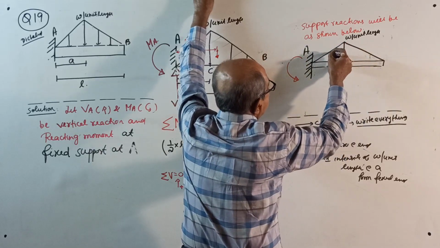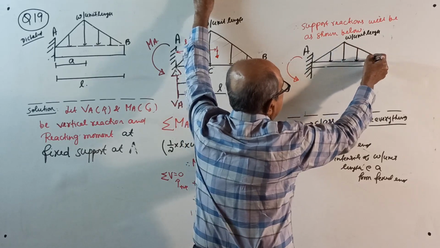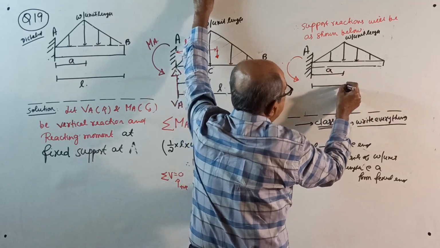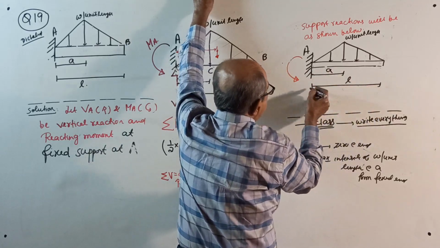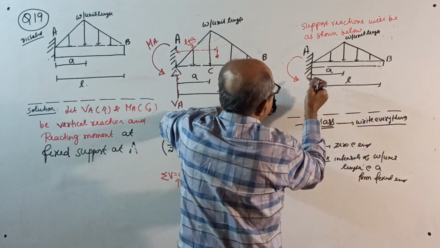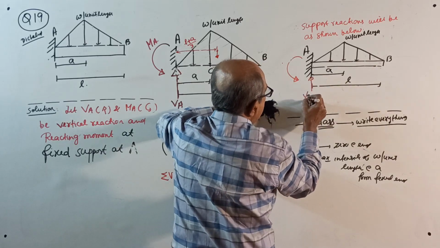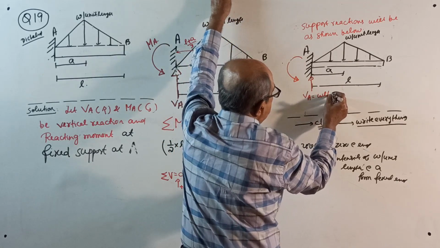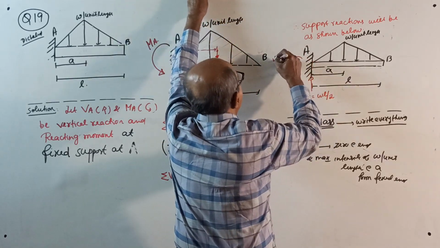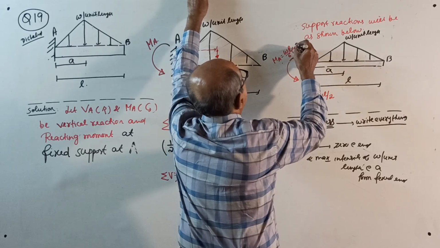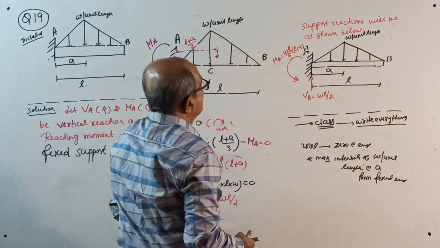If this type of loading is given, suppose this distance is A, total length is L. The vertical reaction VA equal to WL by 2, and the reacting moment MA equal to WL by 6 into L plus A is the answer.